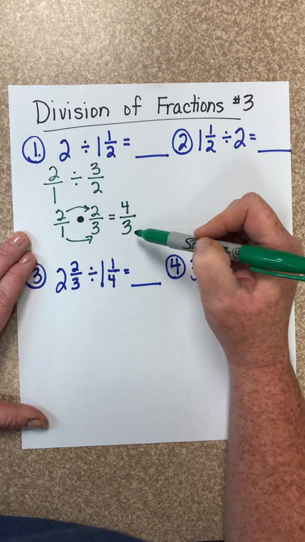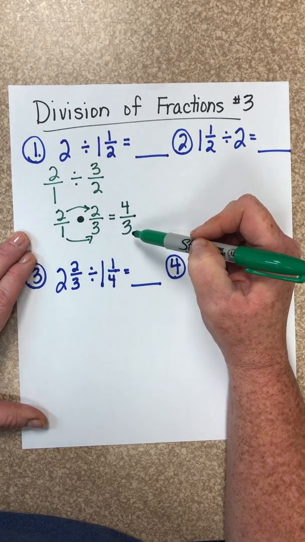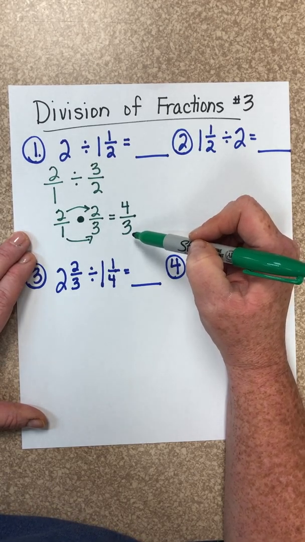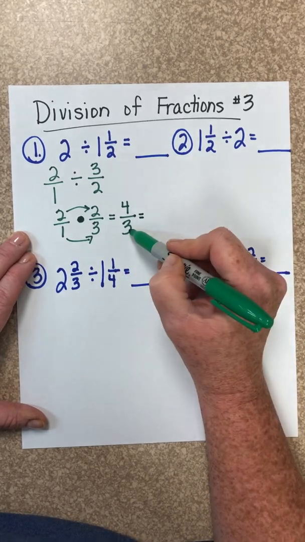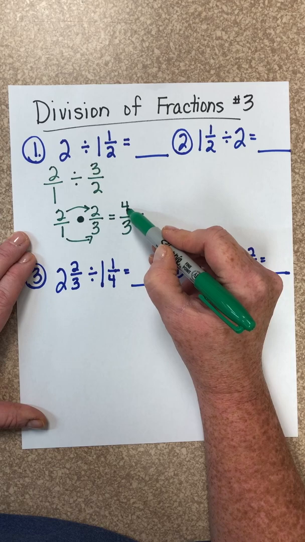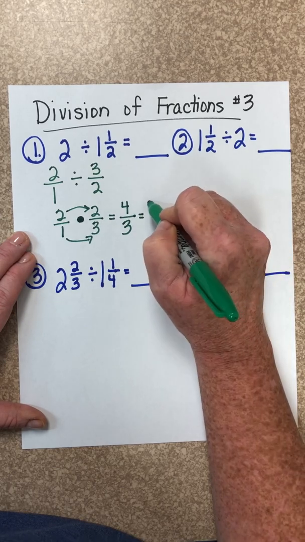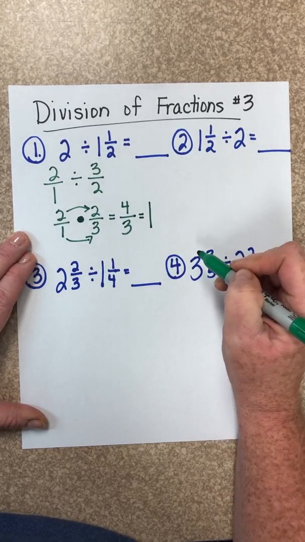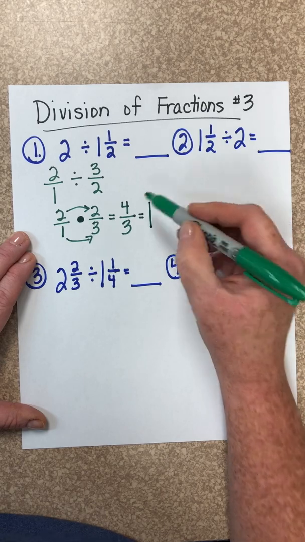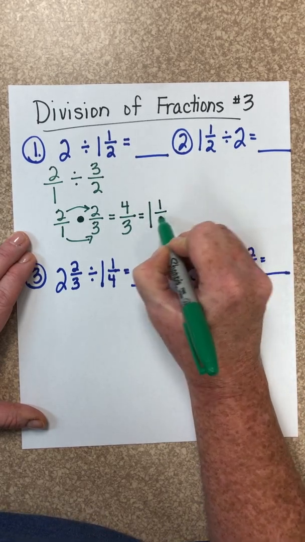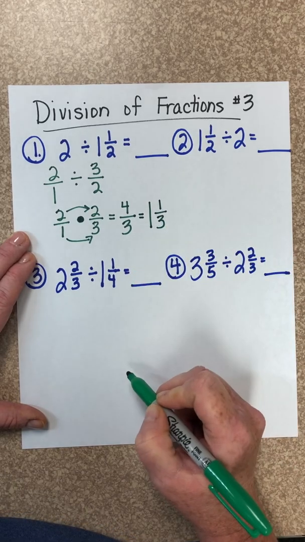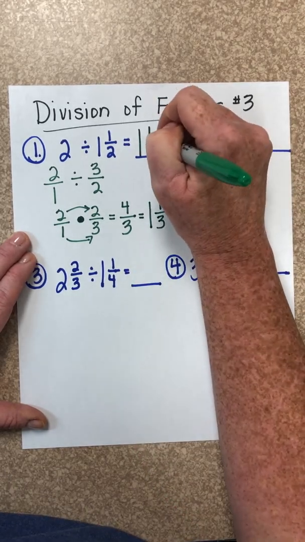Well, 4/3 is an improper fraction, so we need to simplify it. So to do that, we're going to use our 3 steps. How many 3's are in 4? 1. How many are left over when I take 3 out of the 4? 1. And the denominator stays the same. That's 1 1/3.